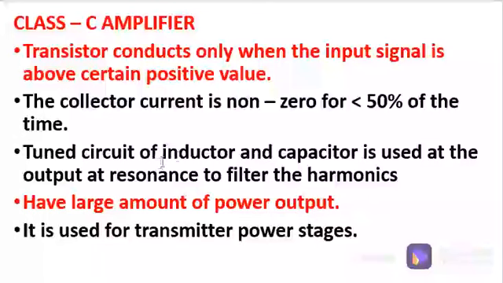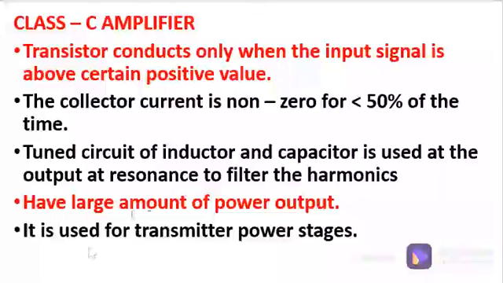And this tuned circuit consists of an inductor and a capacitor, and it is used at the output of the transistors so that it will be at resonance. The function of this tuned circuit is to filter harmonics. That is, any multiple of the original frequency will be blocked, will not be allowed to pass. And it has a large amount of power output.